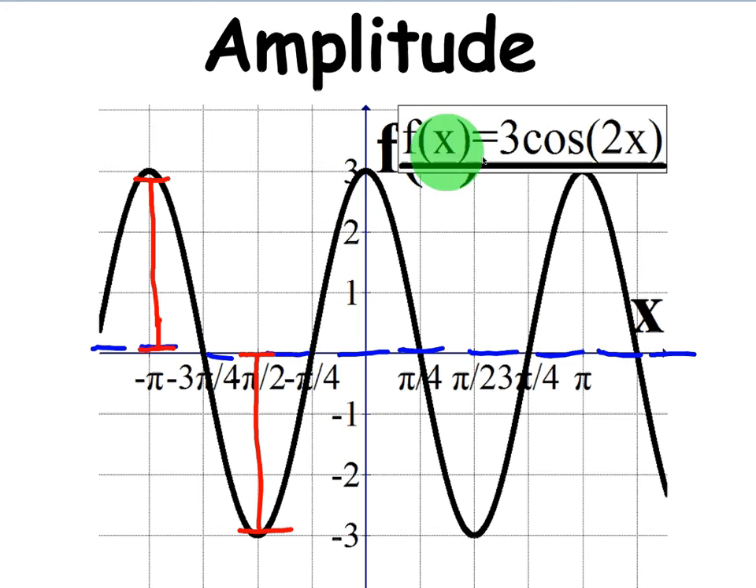If you notice the equation of this line, the 3 shows up in front of the cosine. It has nothing to do with what's inside of the parentheses, which is 2x. So keep that in mind as you move along this lesson. Focus on this number in front. Notice that that may have something to do with the length of this line, in this case being 3.